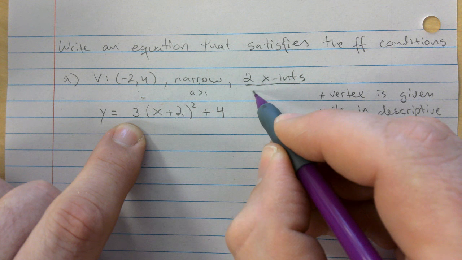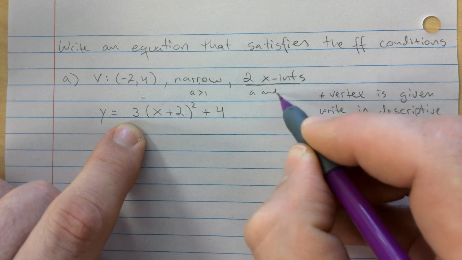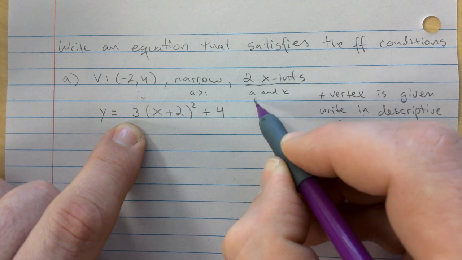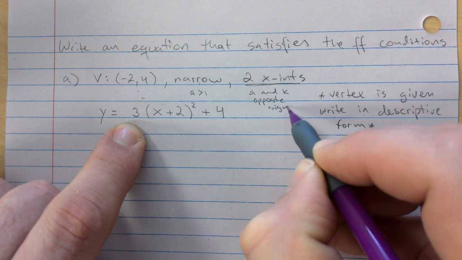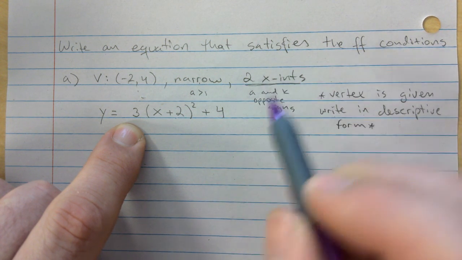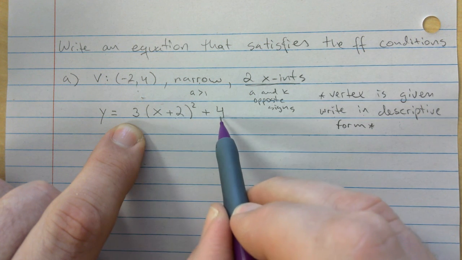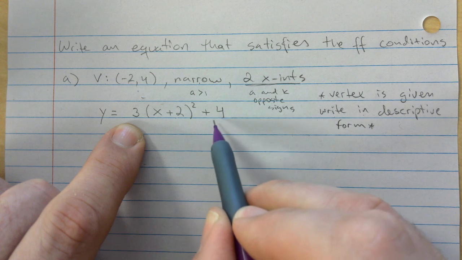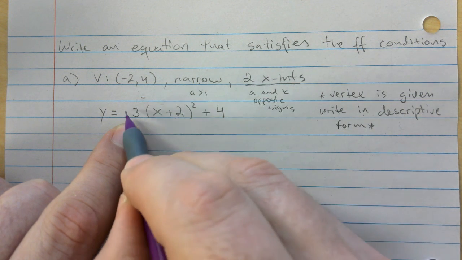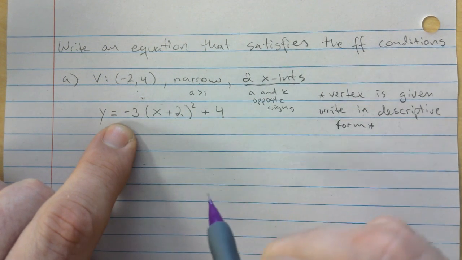That A and K have opposite signs. That's what that says. Okay? If you have 2 x-intercepts, you want A and K to have opposite signs. So now I'm looking at the sign of K, it's positive, so I'm going to make sure this is negative. Okay?